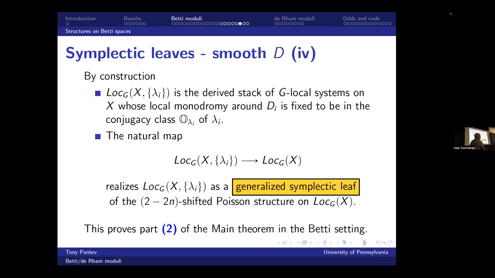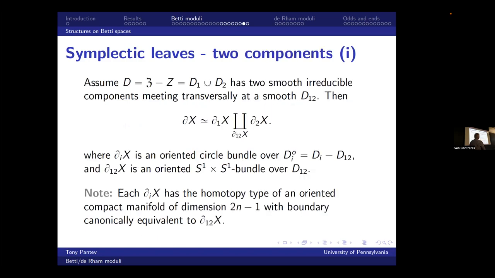But what's more interesting is what's happening when the divisor at infinity is not smooth. Okay, so here is what happens when you have two components, and that's the only case that we've analyzed carefully and written down the proofs. I mean, it's clear that the same condition persists for any number of components, but we were just lazy and we didn't do it in general. So suppose that you have a compactification of Z, the script Z, for which the boundary has two smooth irreducible components, which meet transversally along some smooth submanifold of codimension two, which I'm calling D1,2.